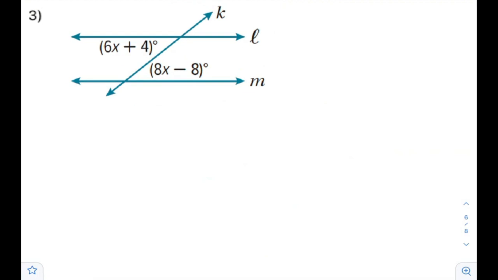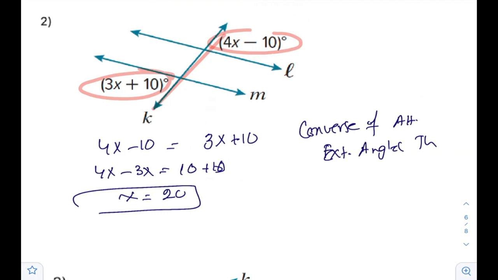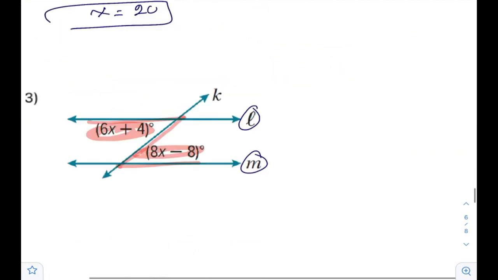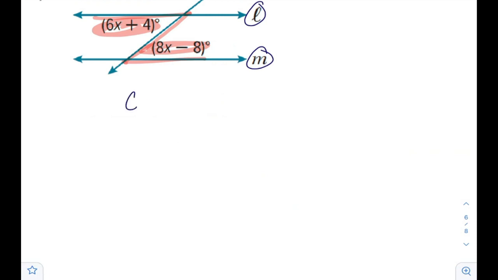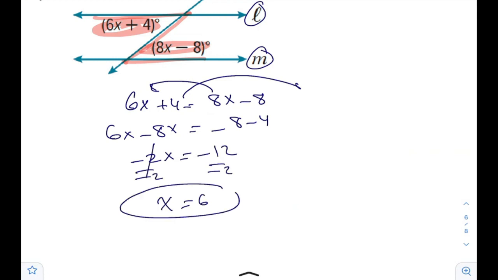Now for this line L to be parallel to M, let's look at the relation between these. As you see, they are alternate interior angles. These angles here were not alternate; they were exterior angles on different sides of the transversal. But this angle is interior and on one side of the transversal. This is the alternate, the letter Z. They should be congruent. So 6x plus 4 is equal to 8x minus 8. 6x minus 8x should equal minus 8 minus 4. And you know how to solve now. X is 6.